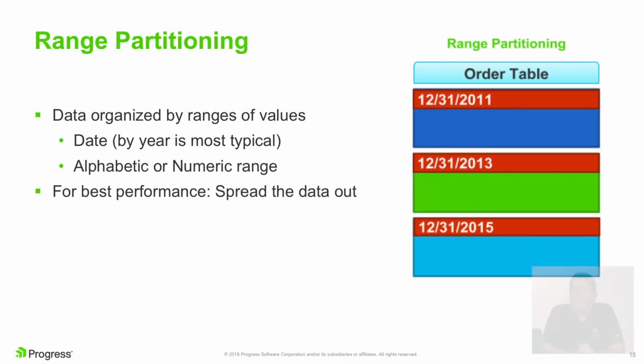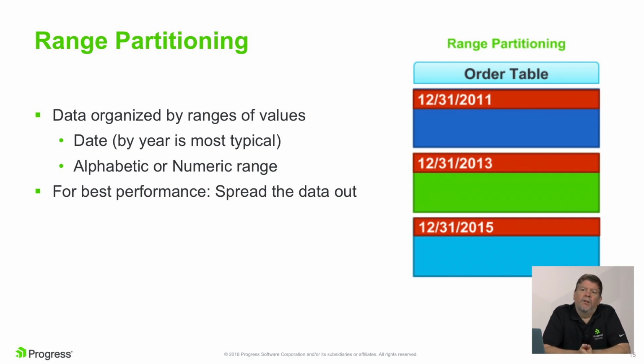Range partitioning is similar. For performance, again, we want to spread the data out. You don't want to keep it in one large cluster. But the data is organized by a range of values rather than a single unique hit. Typically, year is the most common that we find. So that could be calendar year, fiscal year, order date, ship date, billing dates. Okay, take a look at all of that.